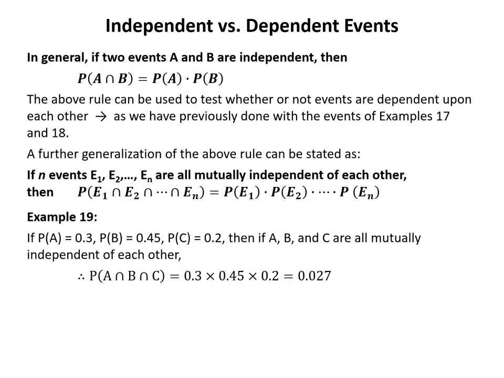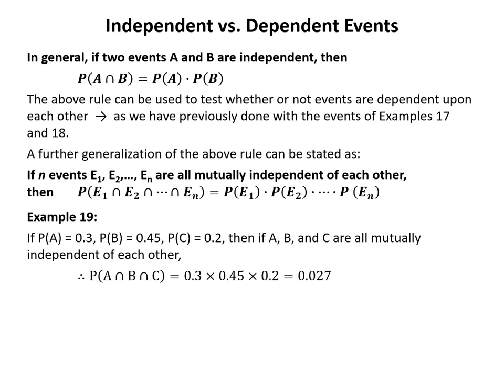In general, if 2 events A and B are independent, then the probability of their intersection equals the product of their individual probabilities. The above rule can be used to test whether or not events are dependent upon each other, as we have previously done with the events of examples 17 and 18. A further generalization of the above rule can be stated as follows.